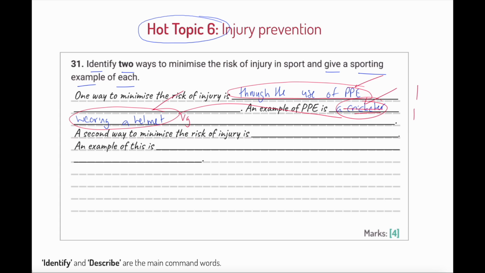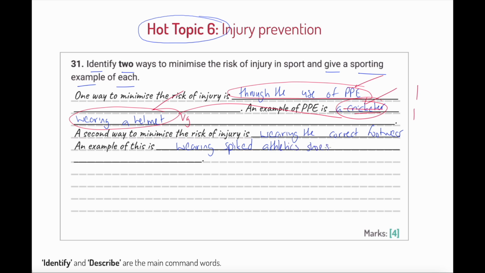Have a look at my second one here, folks. Go back to the blue pen again. A second way to minimise the risk of injury is what? I'm going to put here wearing the correct footwear. And I must give my example. So an example of this is wearing, and I'm going to be specific. I want to make sure I don't leave room for vagueness. Wearing spiked athletics, so there's my sport, athletic shoes.